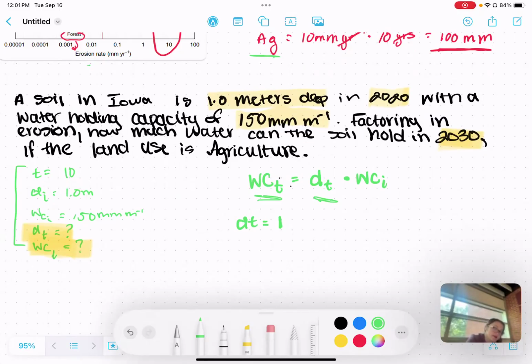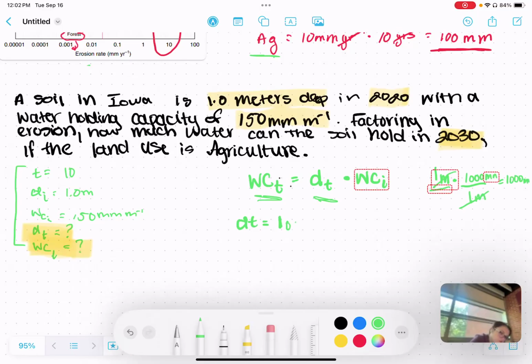So I'm going to take the 1 meter and take it to millimeters, just because in my brain, that's how it works. Taking a bigger thing to a smaller thing makes a little bit more sense to me. So for 1 meter, there are 1,000 millimeters per 1 meter. So the meters cancel, leaving us with 1,000 millimeters.